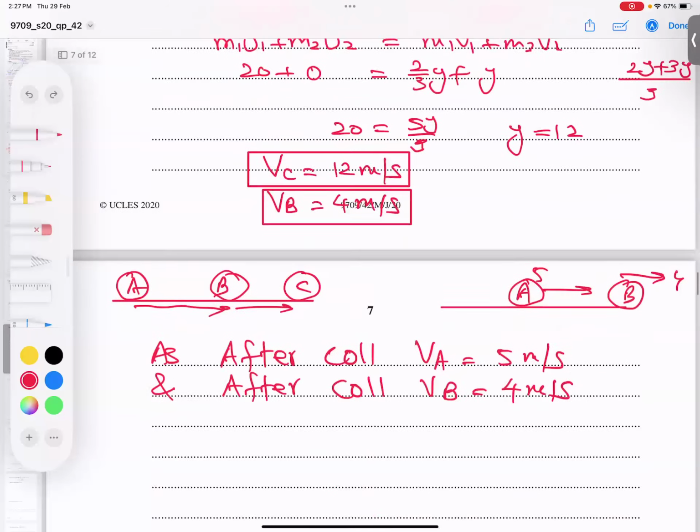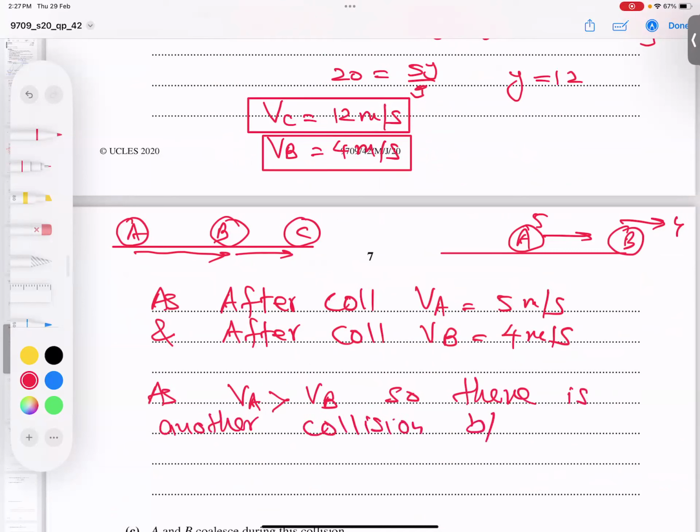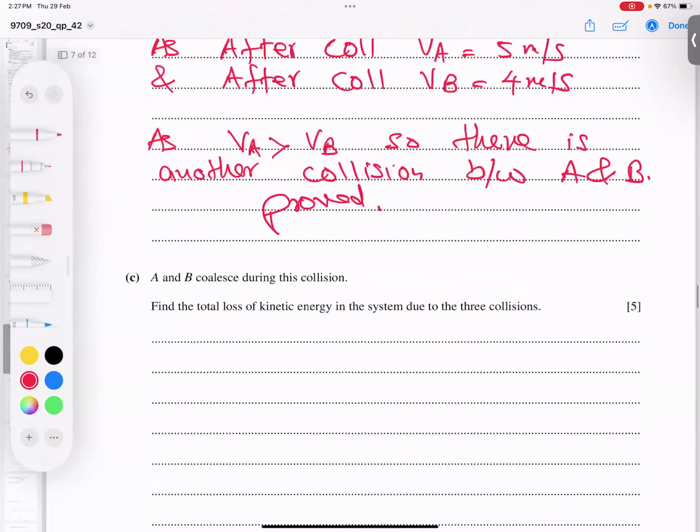Hence, I can say that as the velocity of A is bigger than the velocity of B, there is another collision between the A particle and the B particle, which is proved because he said to prove it. So we have done it.